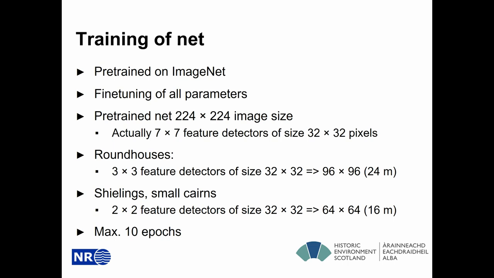So this network is actually composed of 49 feature detectors as the input. Each feature detector is 32 by 32, so by just using a 3x3 or 2x2 arrangement of these detectors, we get these smaller image sizes.